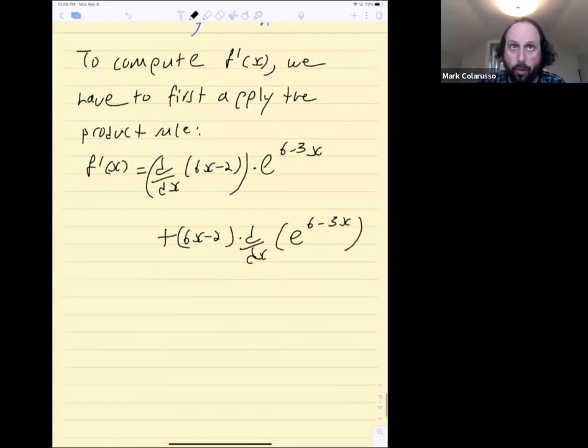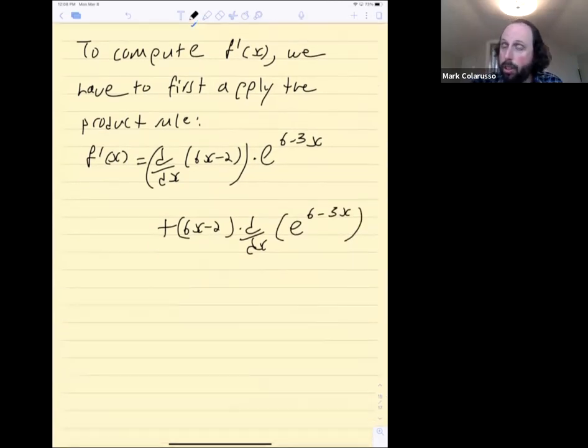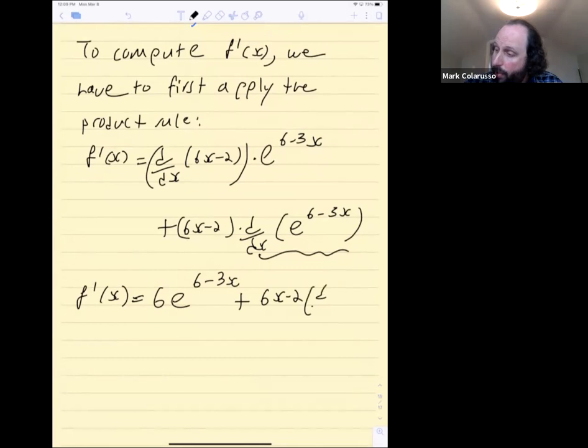Okay, so now we can unravel this a little bit more, right? So the derivative of 6x minus 2 is easy. That's just, by the power rule, that's just 6. So it's 6 times e to the 6 minus 3x plus 6x minus 2 times the derivative of this puppy. So the derivative of e to the 6 minus 3x.